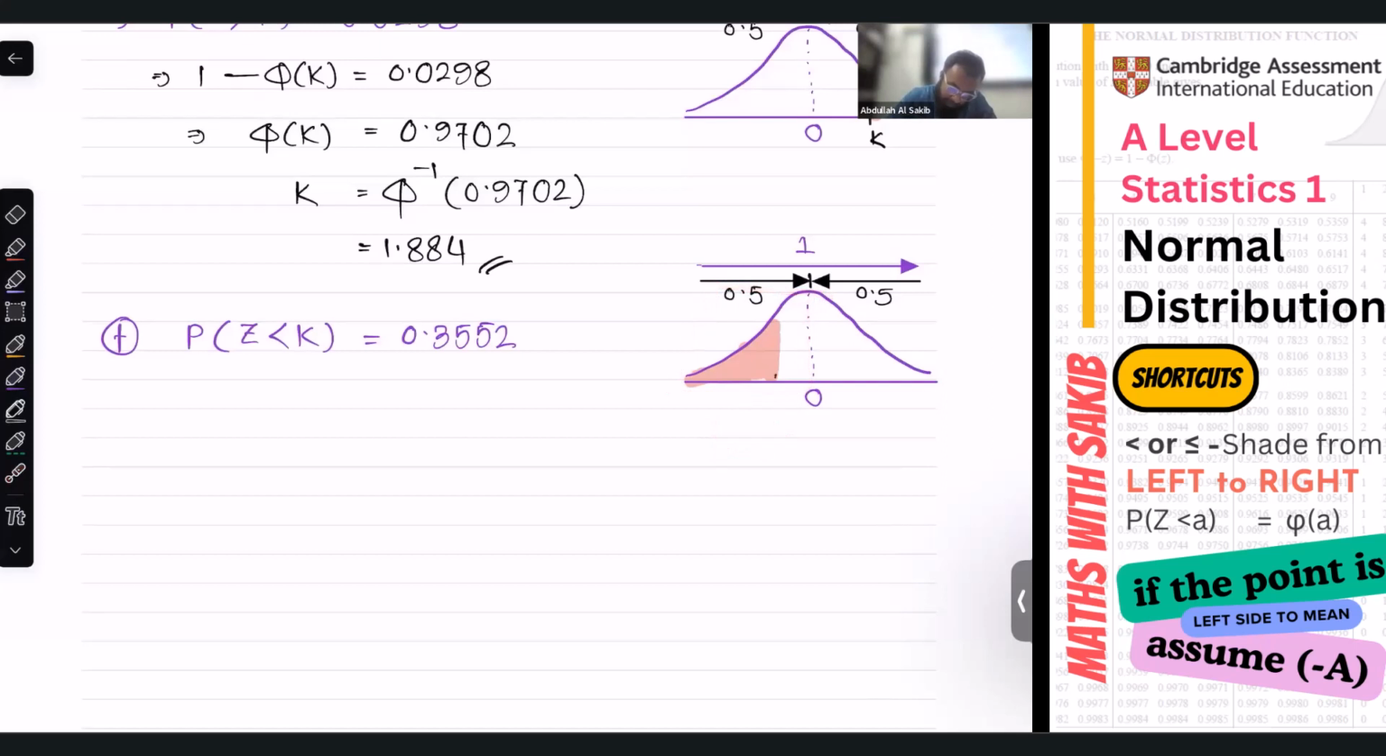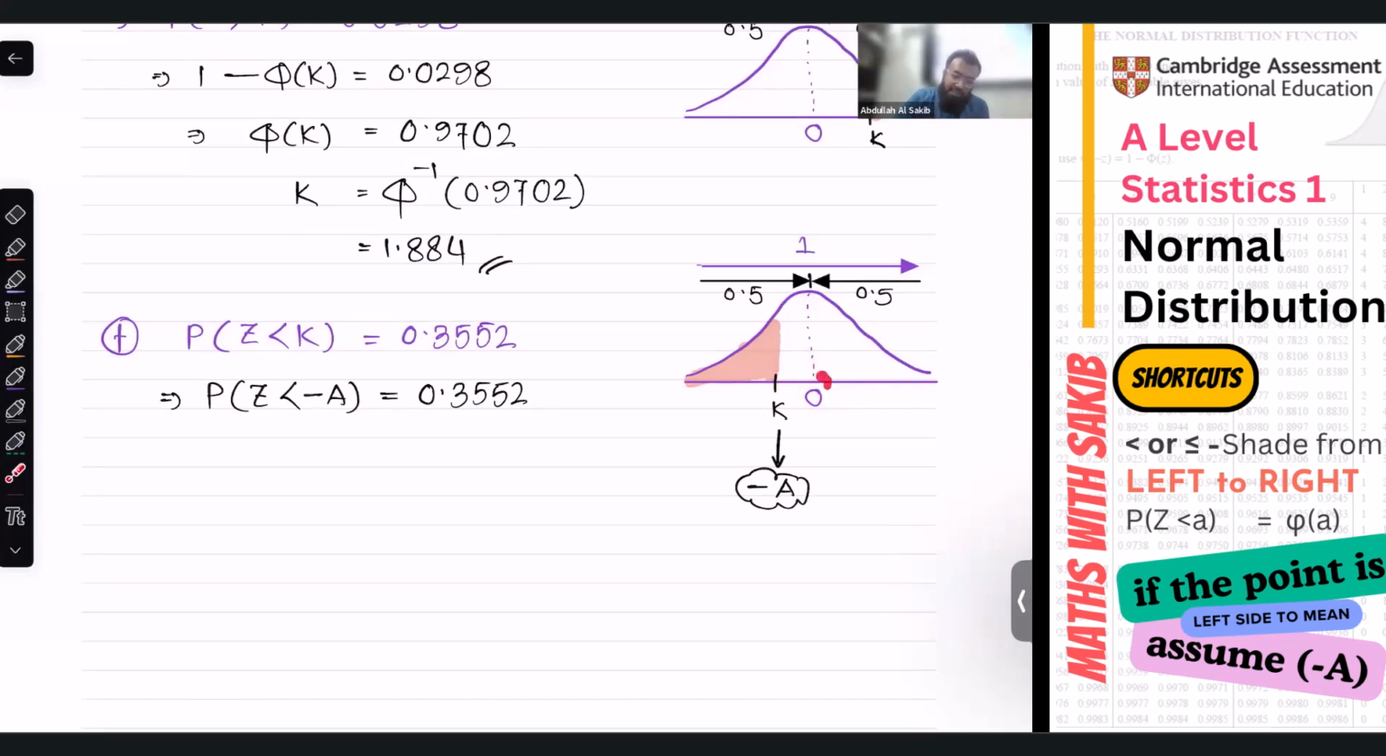Here. So this point is K. Now, Baba, now we need another shortcut. So now we have the point which is on the left side of the mean. So now we're going to consider this K as minus A. Clear? So I can write now probability of Z is less than minus A. That's equal to what? 0.3552. Because it is on the left side of the mean, that means these values will be negative, isn't it? That's why I consider this K as minus A.